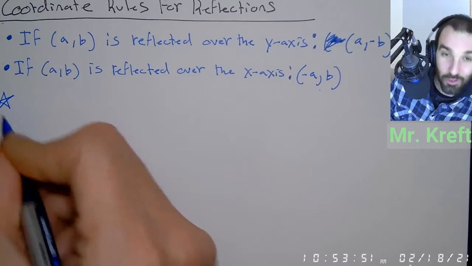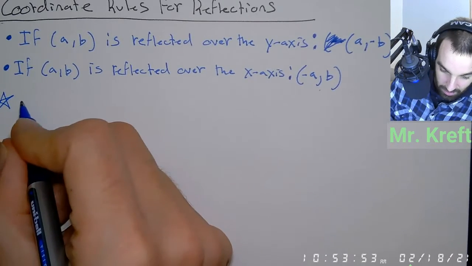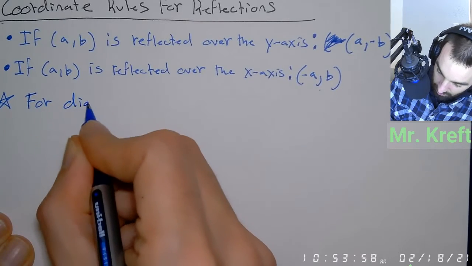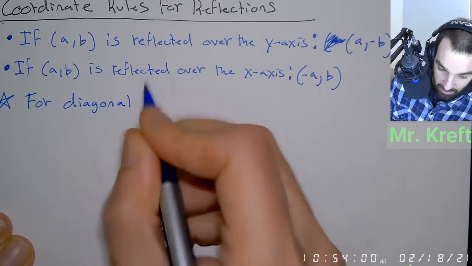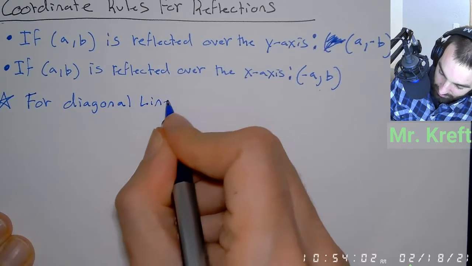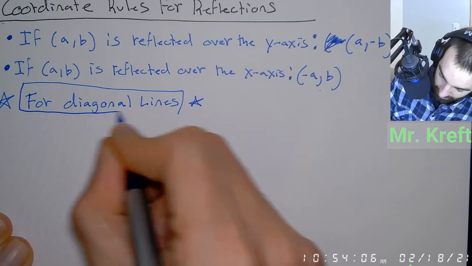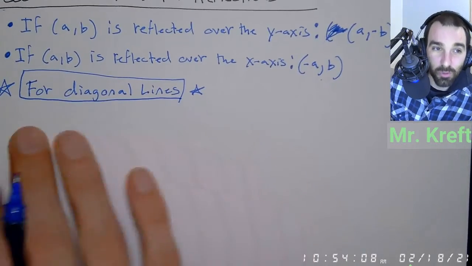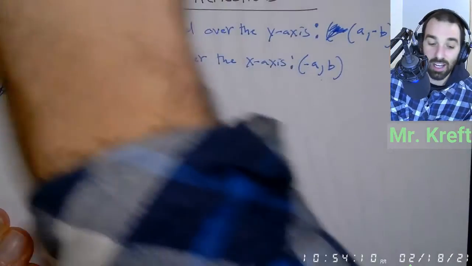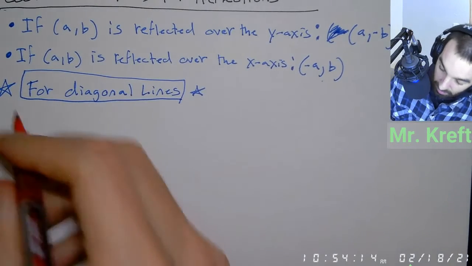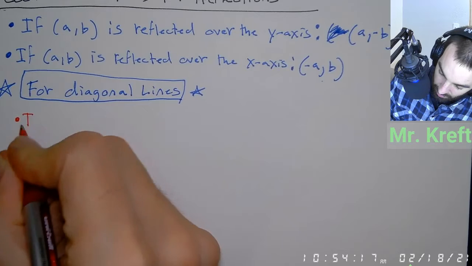Now, these next ones you have to use. So these are for diagonal lines. Unfortunately, for diagonal lines, unless you're really good at this, you need graph paper. And we don't have graph paper. So for diagonal lines, these next 2, you're going to want to use these. So here they are.